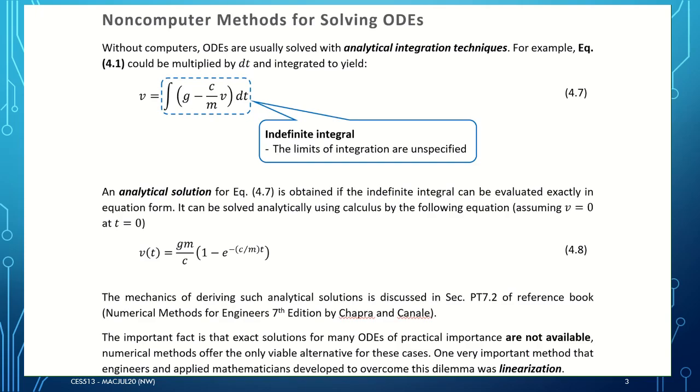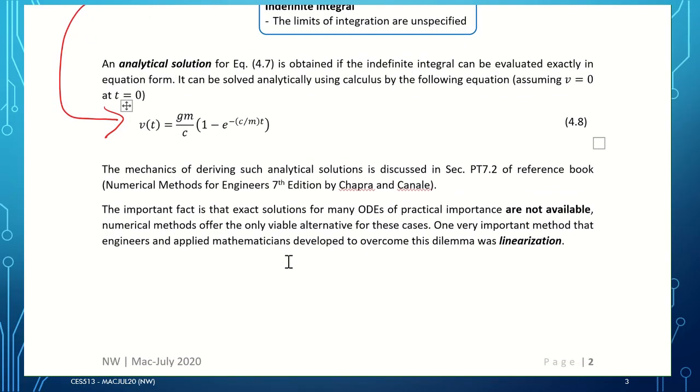The analytical solution can be obtained if the indefinite integral can be evaluated exactly in equation form. So this can actually be evaluated analytically into equation 4.8 by assuming v equal to 0 at t equal to 0. The derivation process is shown in the reference book, Numerical Methods for Engineers, 7th edition, that I will not show here.